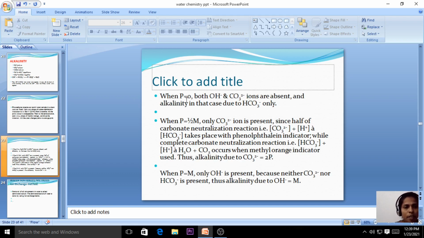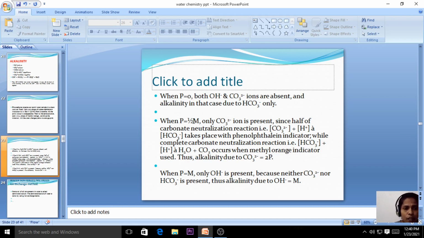So the possibilities are P is equal to 0, P is equal to half M, and P is equal to M. If P is equal to 0, what is P indicating? The phenolphthalein endpoint indicates complete neutralization of OH minus and half neutralization of carbonate. If the phenolphthalein endpoint is 0, OH minus is not present, carbonate is also not present. That means only bicarbonate ions cause alkalinity if P is equal to 0.